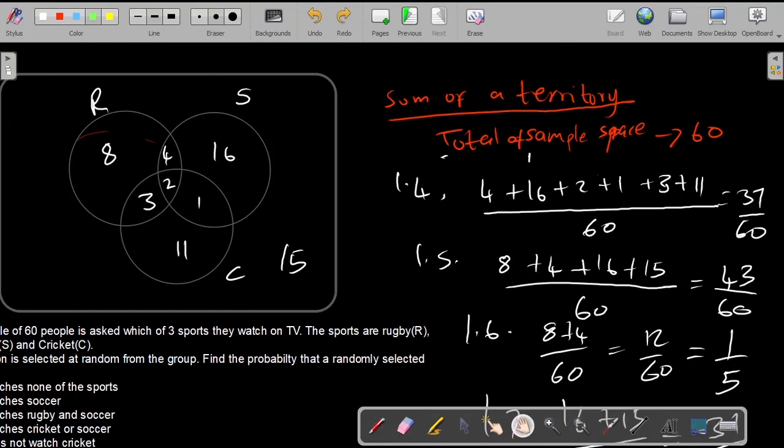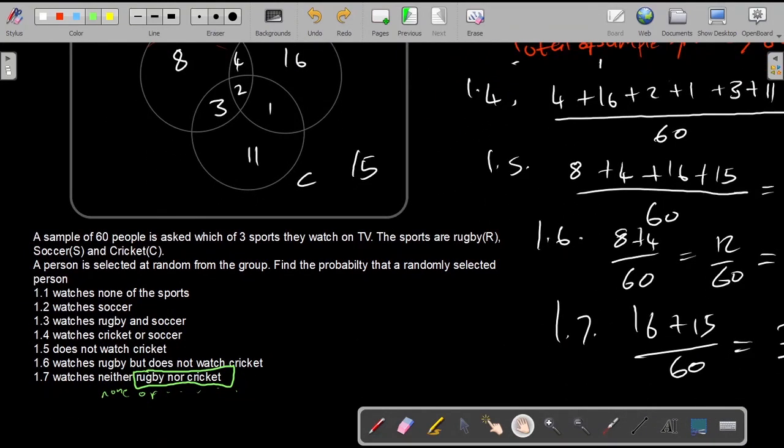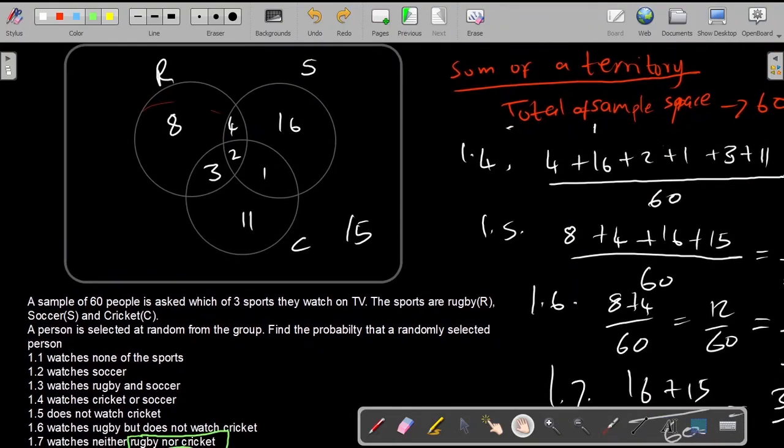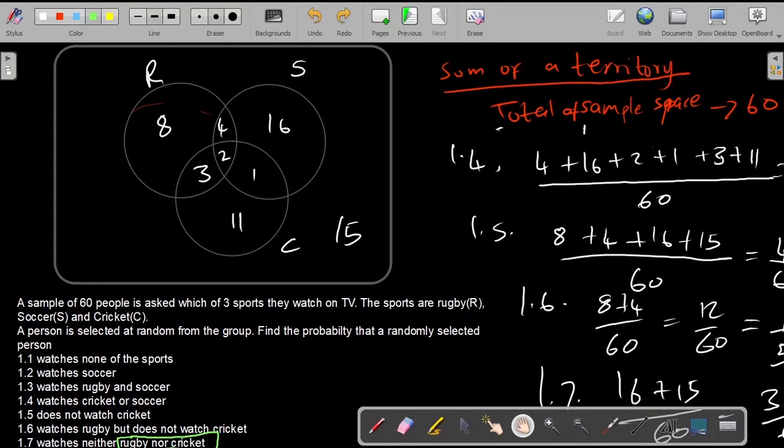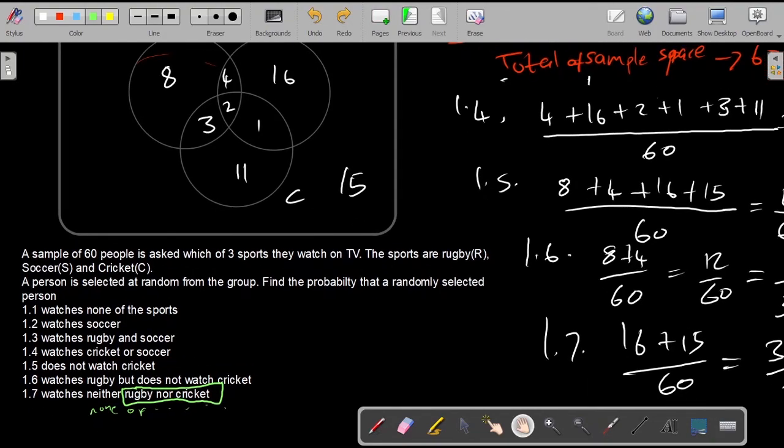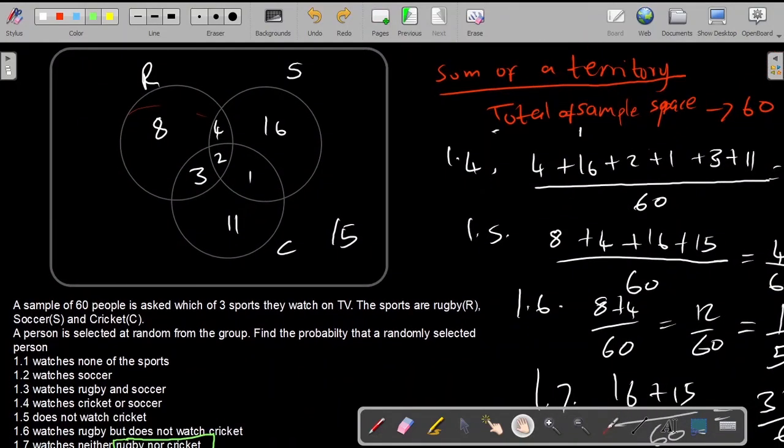So once again, I will look at another example where you have to draw your own Venn diagram where you have to do it by yourself from scratch, and that'll be the next video.